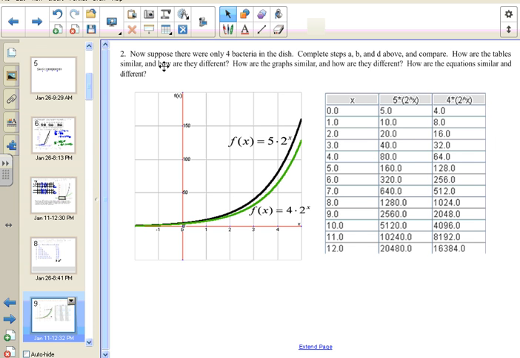Number 2, we were supposed to examine what if there were 4 bacteria in the dish. And I made a comparison table and I looked at the graphs, and what I see here essentially is that the behavior of the exponential function is the same. The lack of symmetry, the horizontal nature, suddenly a rapid turn upwards.